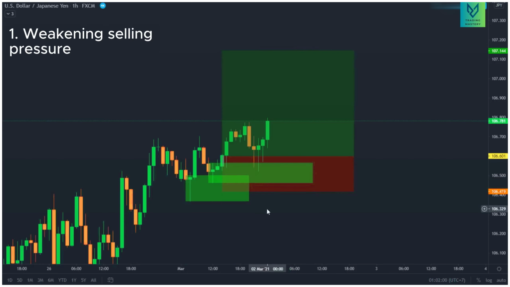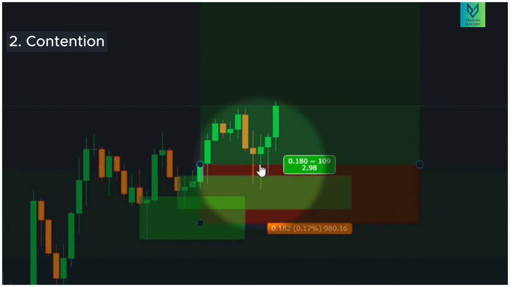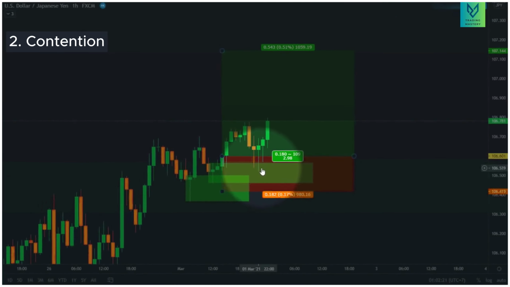Firstly, the weakening selling pressure is evident through candles with very long lower wicks. The second is the consolidation period, evident in these three candlesticks. These two candles exhibit long lower and upper wicks. These three candles have very short bodies and are oscillating within this range.